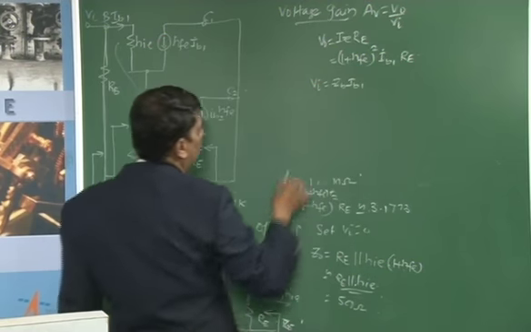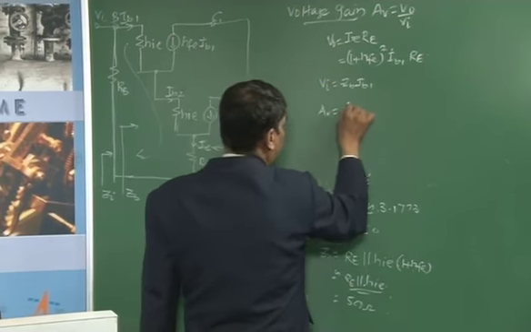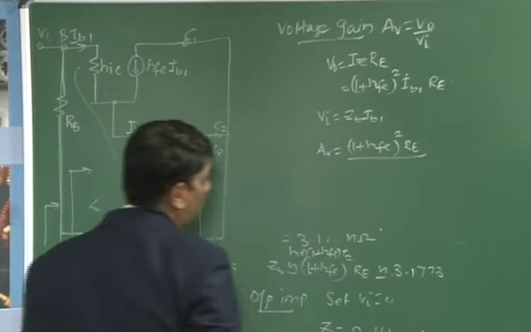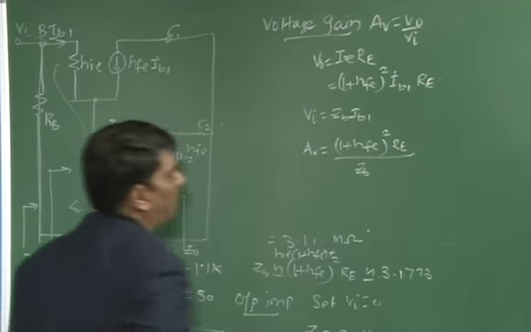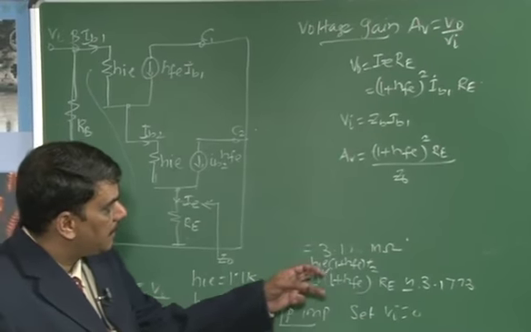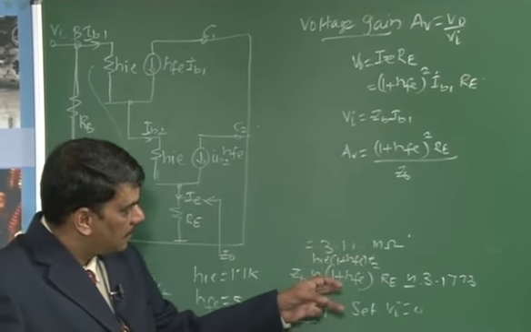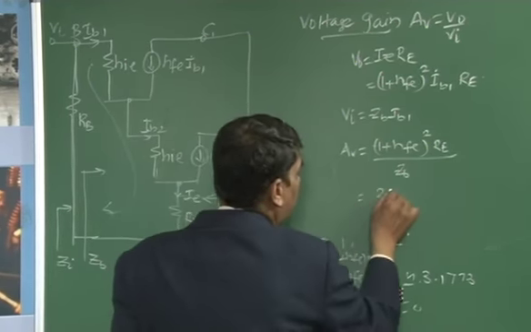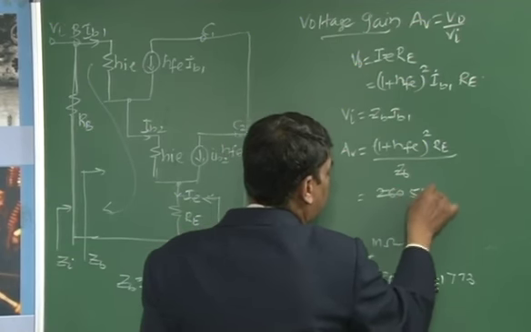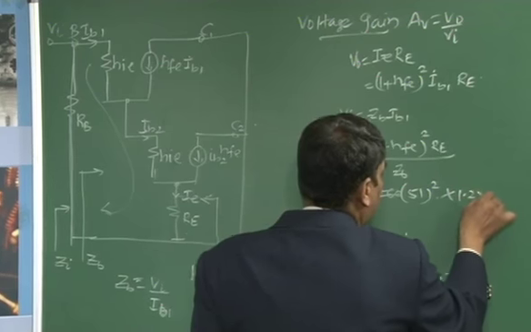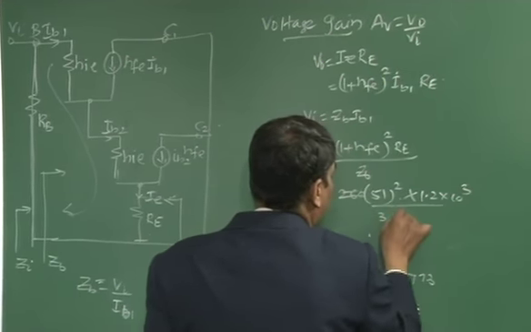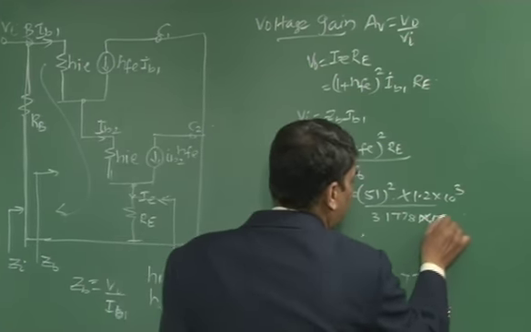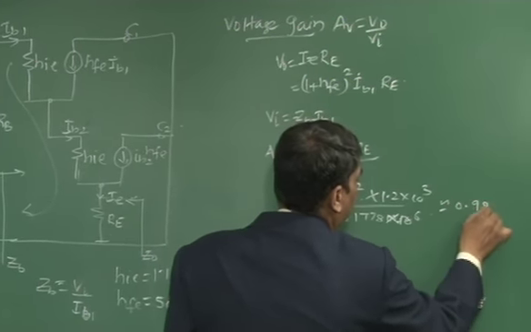If you take this ratio, then AV is given by 1 plus HFE whole squared RE divided by this ZB value, where ZB is given by the expression HIE plus HIE into 1 plus HFE plus 1 plus HFE whole squared into RE. Therefore, we already know this value: 51 squared, which is 2601, into 1.2 into 10 to the power of 3, divided by 3.1778 mega ohms, or into 10 to the power of 6. This value is approximately equal to 0.98.